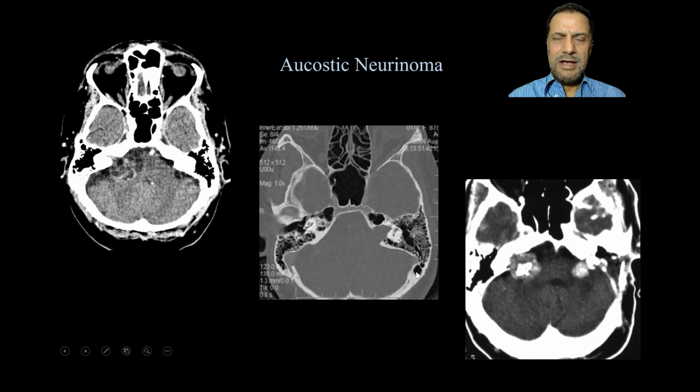Here you can see that the mastoid air cells have come all the way lateral to, or rather medial to, the sigmoid sinus. So, in order to approach this lesion, you will know in advance that you have to drill the air cells as well. Unless you do that, your corridor is not good enough.